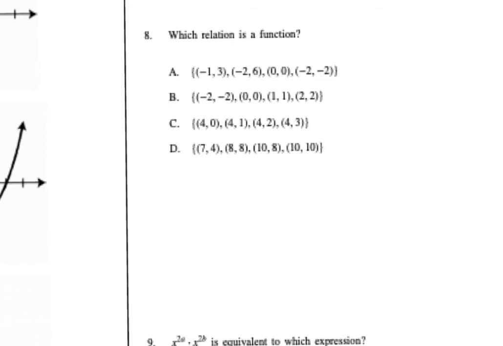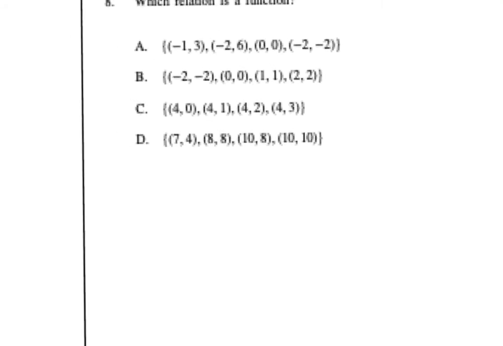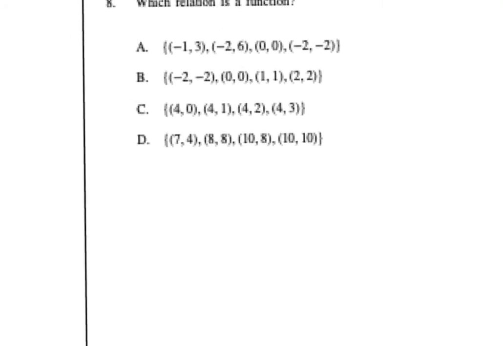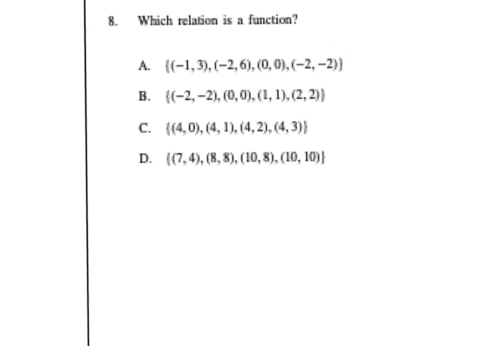All right, so I got this question, number 8. Which relation is a function? Well, we know a function is a rule that assigns exactly one output to each input, right? Process of elimination. We can eliminate A. Why? Because we have -2 has 6 and -2 has -2. So we can see the same input, which is x, has 2 outputs, 6 and -2.